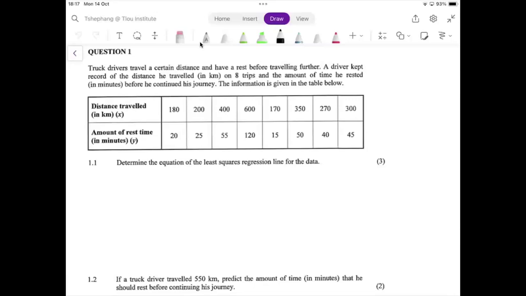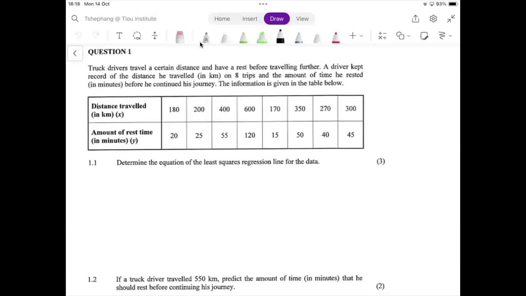A driver kept record of the distance he traveled in kilometers on 8 trips and the amount of time he rested in minutes before he continued his journey. The information is given in the table below. On the X, we have the distance traveled, and on the Y, we have the amount of rest time in minutes. Now they're saying determine the equation of the least squares regression line for the data.